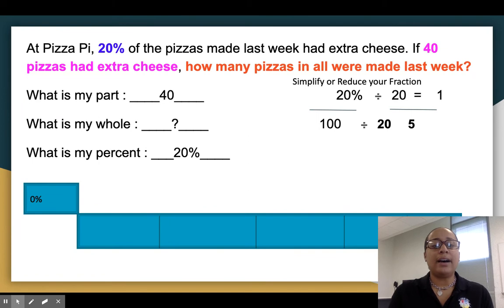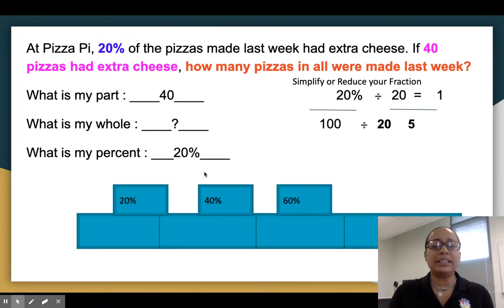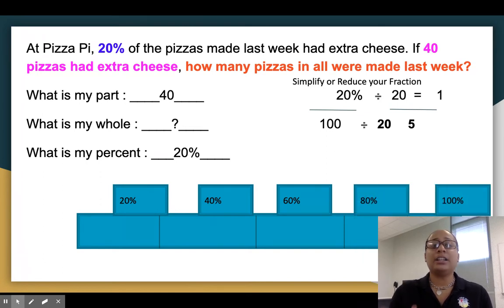So I have 20%, 40%, 60%, 80%, 100%. Because 20 plus 20 is 40, 40 plus 20 is 60, 60 plus 20 is 80, 80 plus 20 is 100. Now I need to start my fraction.